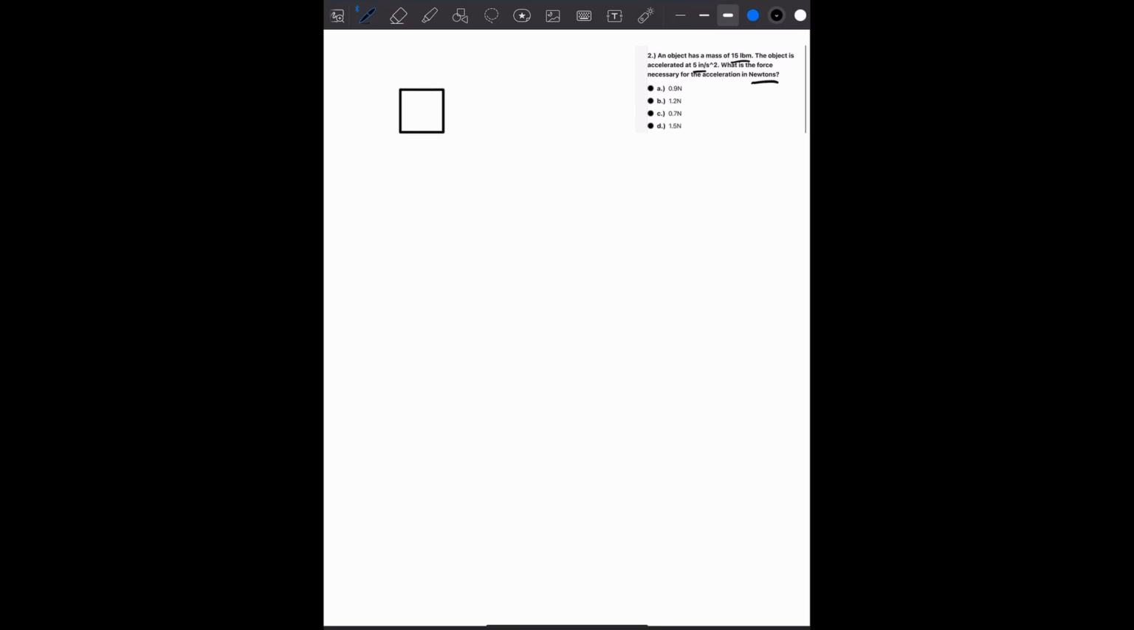I'm going to draw a square for this mass. And we want to know how much force, F, we would have to place on this mass in order to get an acceleration of 5 inches per second squared. So we know that acceleration is equal to 5 inches per second squared. We know the mass is equal to 15-pound mass. We also know that Newton's second law says force is equal to mass times acceleration.